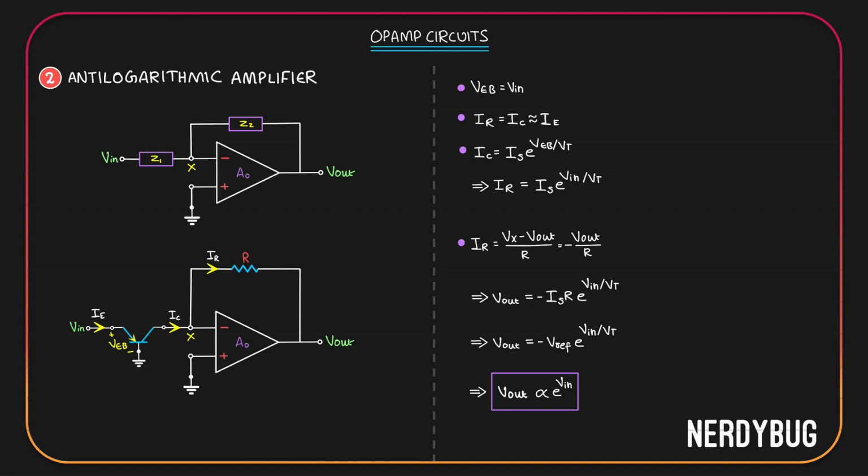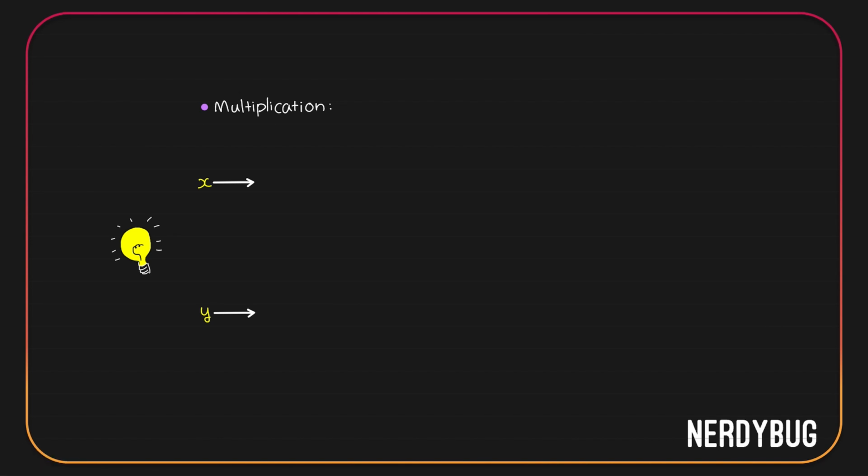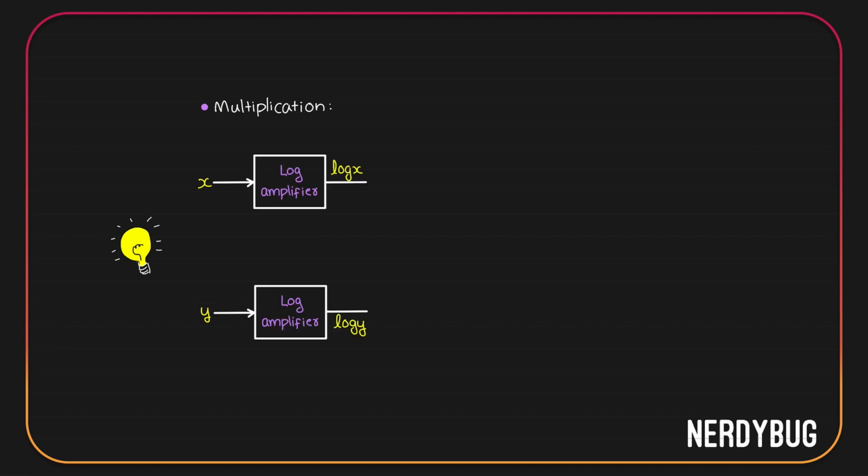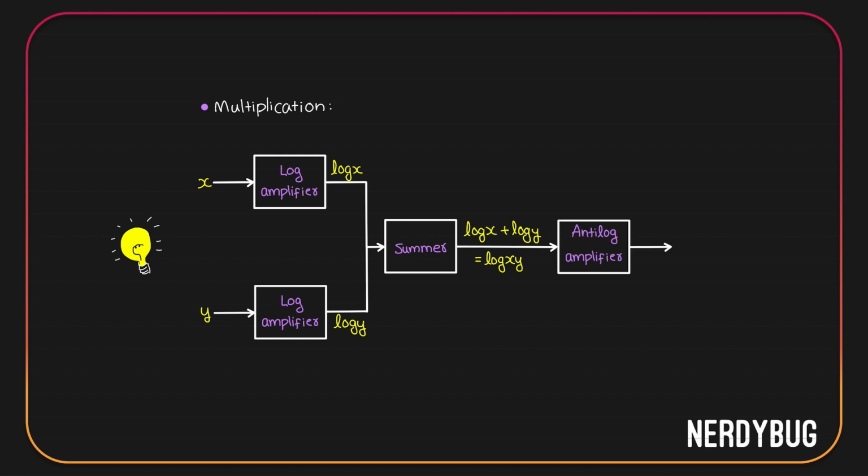Obviously, this circuit can be used to recover the original signal from a log amplifier. Let me show you an instance where we can use this. Assume that we want to display the product of two signals x and y. First, we'll pass x and y through log amplifiers. So we get log x and log y. Then we give these as an input to a summer. We will get log x plus log y, which is the same as log of xy. Now, if this passes through an anti-logarithmic amplifier, we get e to the power log of xy, which is xy, the product of x and y.